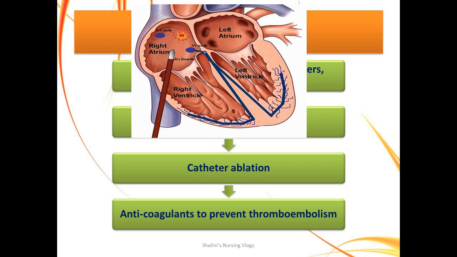Next thing is giving anticoagulants. One very important thing we have to remember is, patients who come to us with atrial fibrillation and flutter will definitely have a higher chance of developing clots in the atria. So this is the first thing that you have to keep in mind: prescribing them anticoagulants.